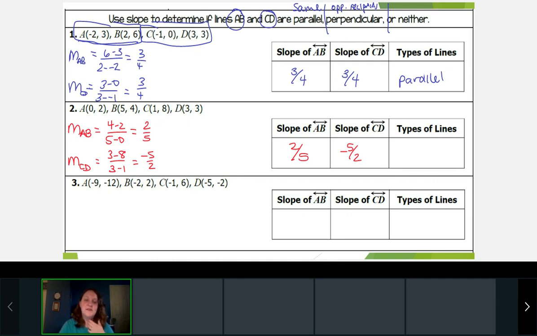All right, well, clearly these are not the same, so they're not parallel. Are they perpendicular? Well, one's positive, one's negative, and 2/5 flipped is 5/2. So they are perpendicular. You can write the word perpendicular. You might also see me use this symbol because that symbol means perpendicular.